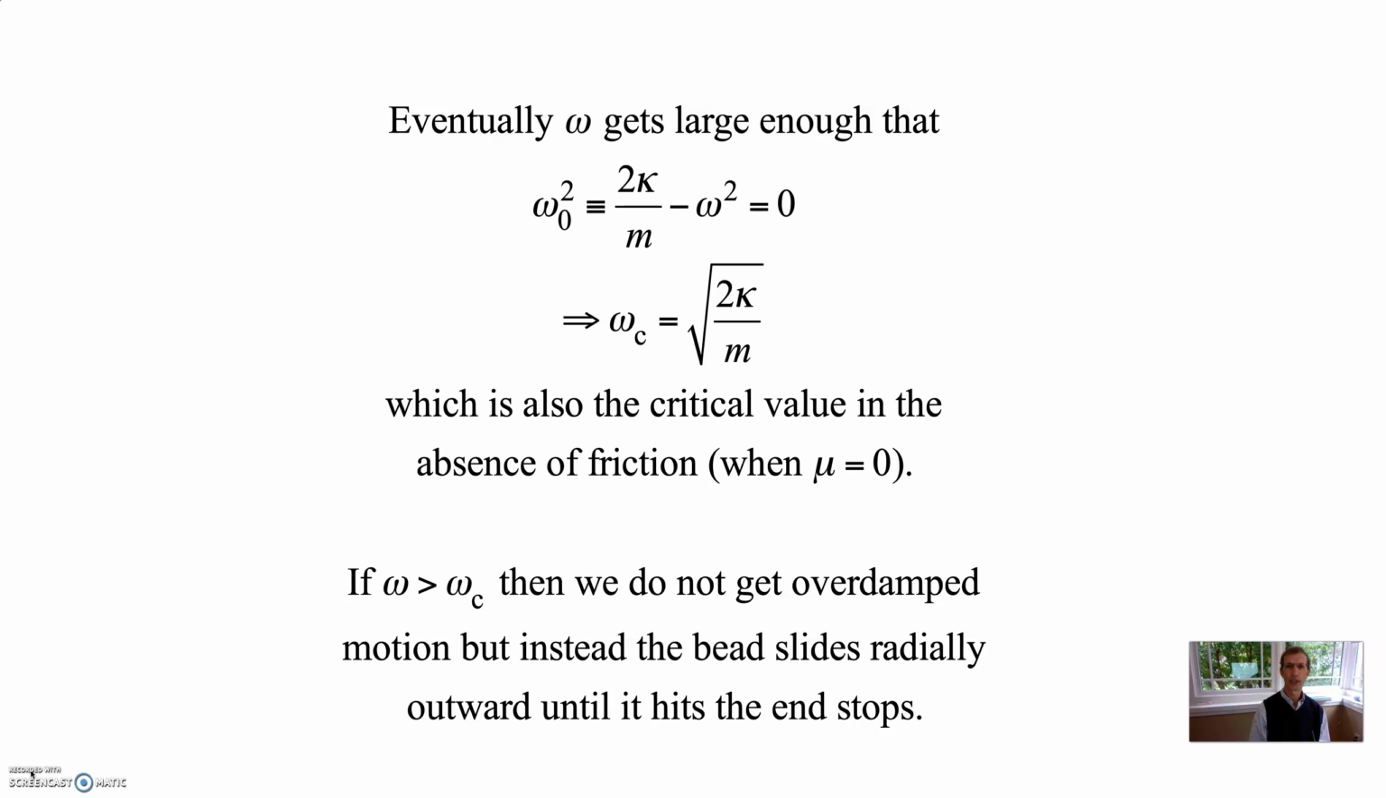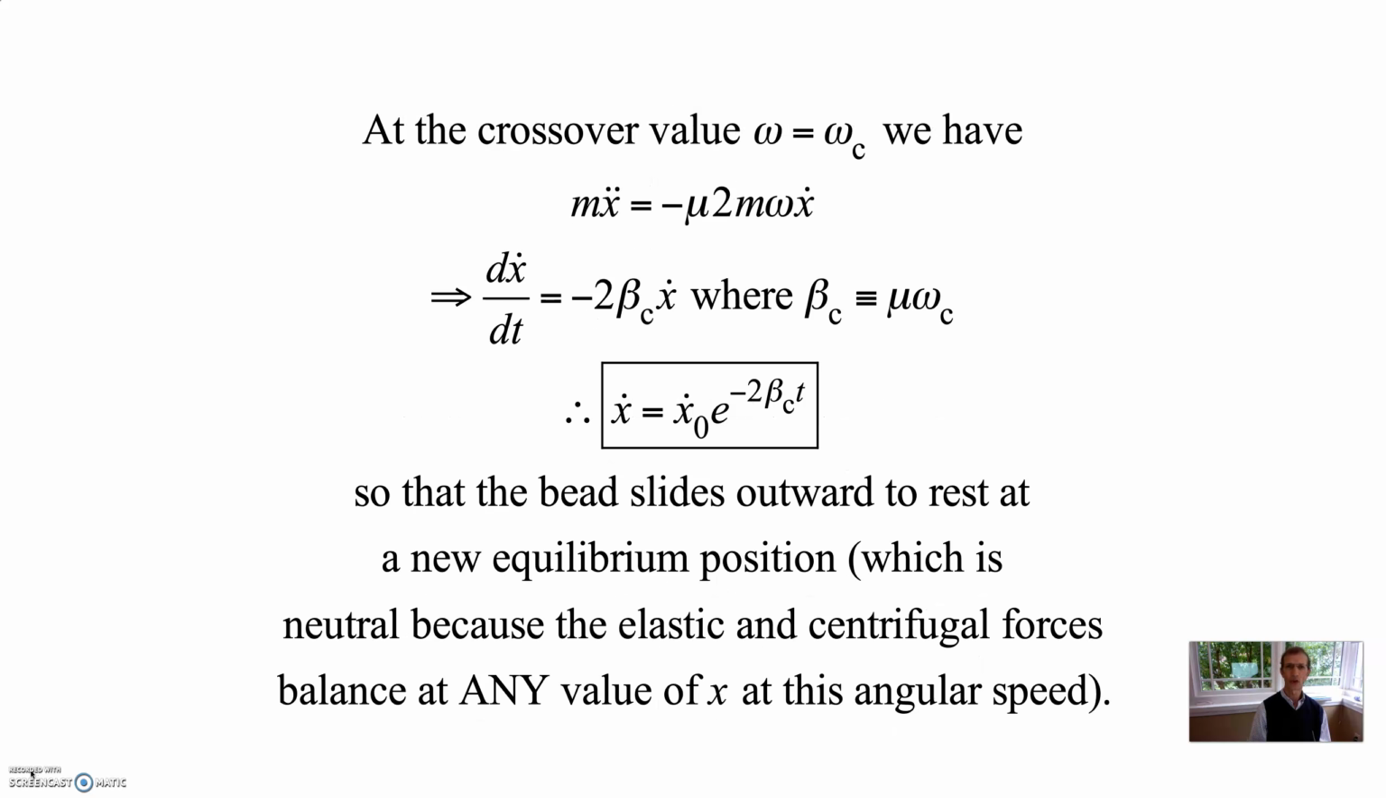Now, eventually, omega gets large enough that omega naught squared becomes 0. And we can see from this equation that that happens when omega, being omega sub c, equals twice kappa divided by m. That's also the critical value, omega c star, in the absence of friction, if mu equals 0. Now, if omega is greater than omega c, we do not get over-damped motion, but instead the bead will slide radially outward until it hits the end stops, which is the second possibility I mentioned before.